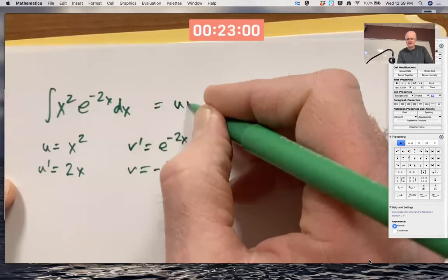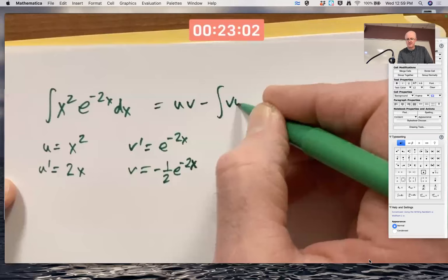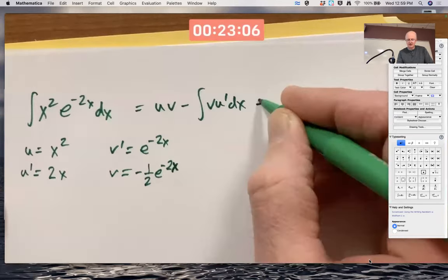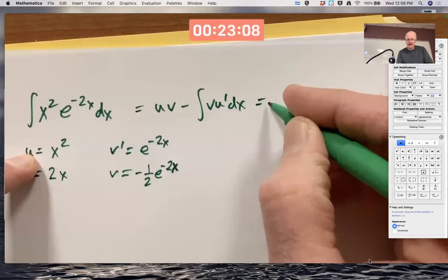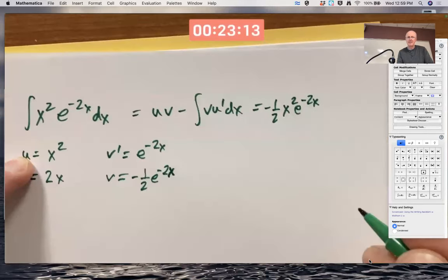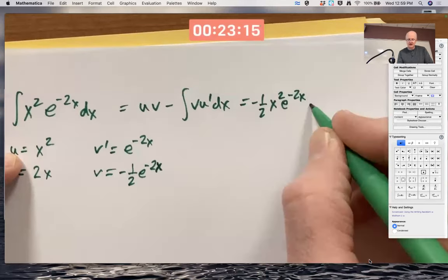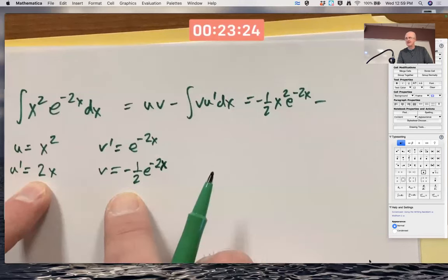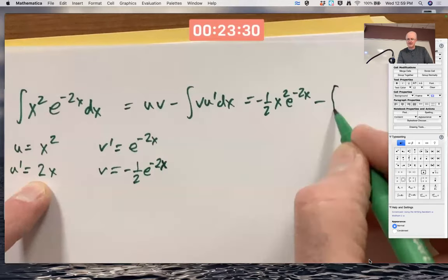So we get u times v minus the integral of v times u prime with respect to x. u times v is the product of those two things, negative 1/2 x squared e to the negative 2x, minus the integral of the product of these two things. Product of those two things, the 2's cancel, but there's a negative sign still that does not cancel. However, that negative sign could cancel with this negative sign if I bring it out in front.